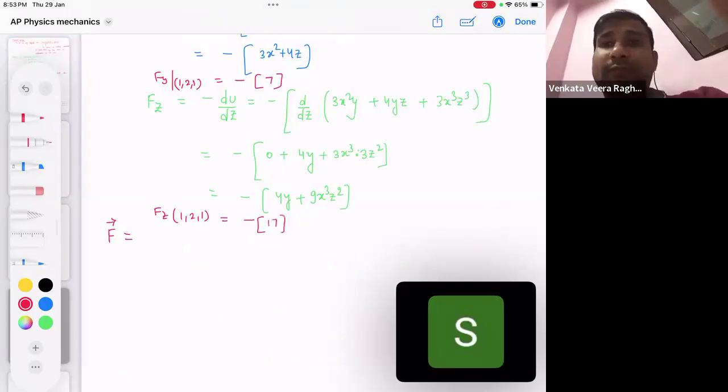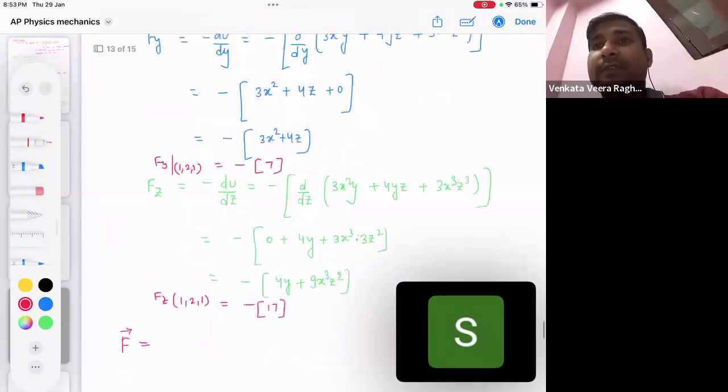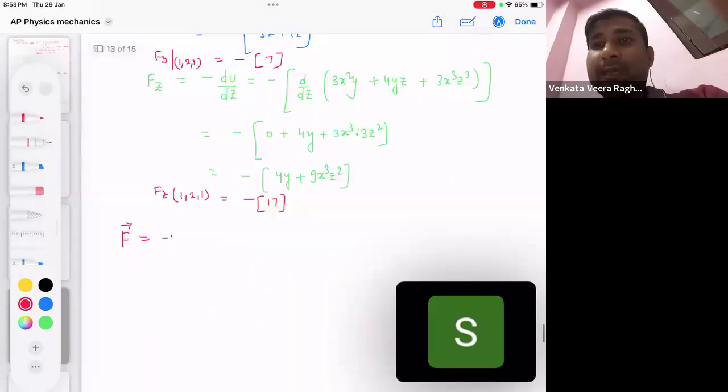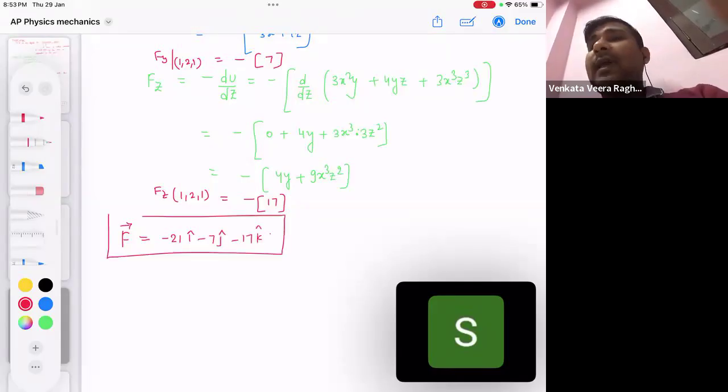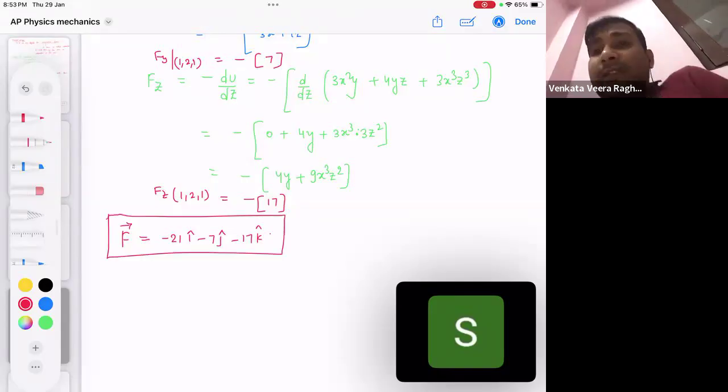17 will come. So what is the force acting on the particle at that point? At that point, the force acting on the particle is, what is the x? Minus 21. So minus 21 i cap you can say, and minus 7 j cap, and minus 17 k cap we can say. So this is the force acting on the particle at that particular point.